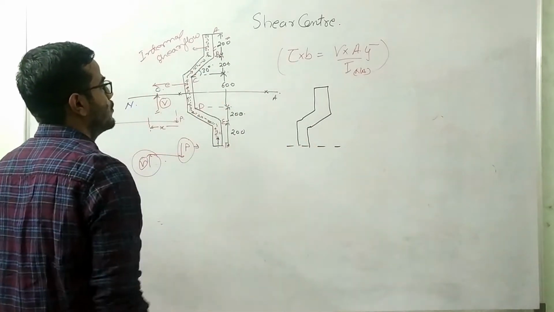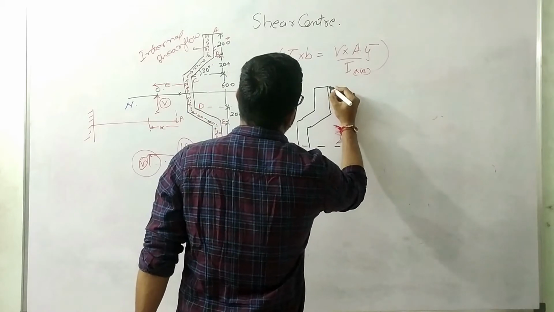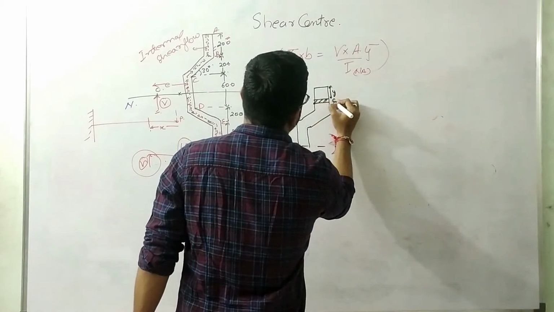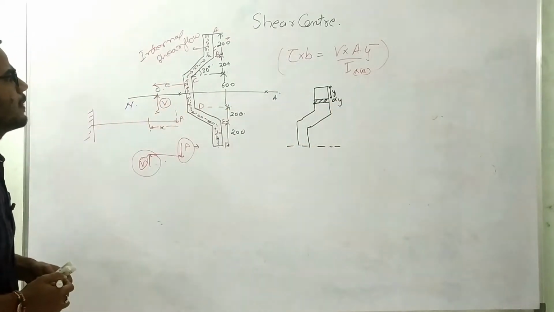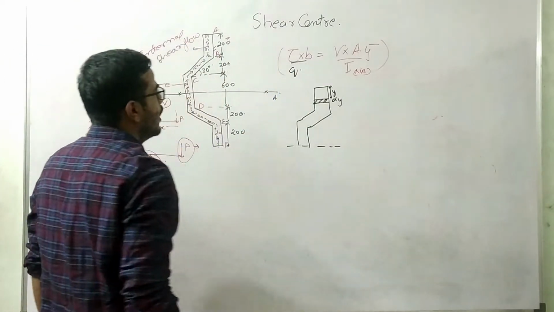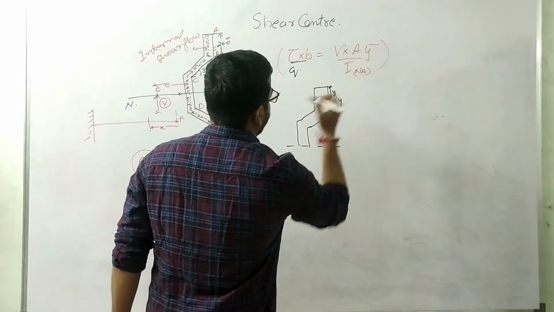Okay, I'm considering only half portion. So what I'm assuming over here, I'm taking an element dy at a distance y from the top. Now this is what shear flow Q. Okay. Now as I'm taking the y.